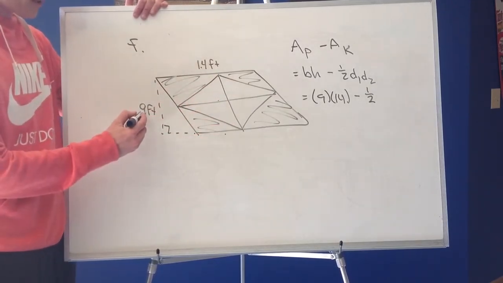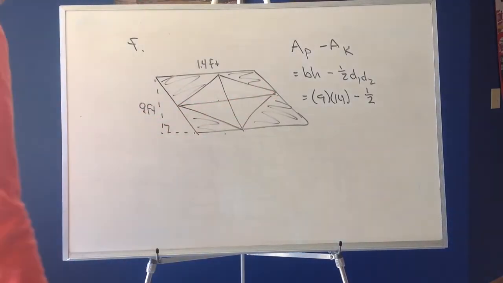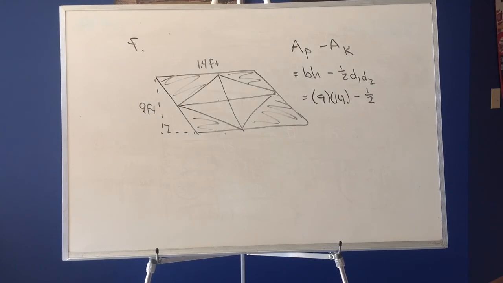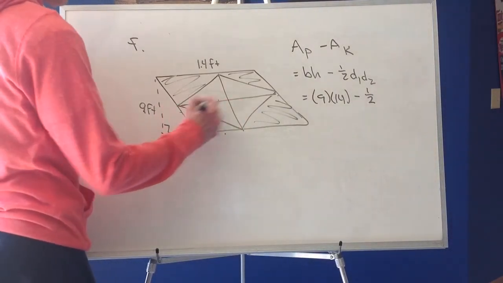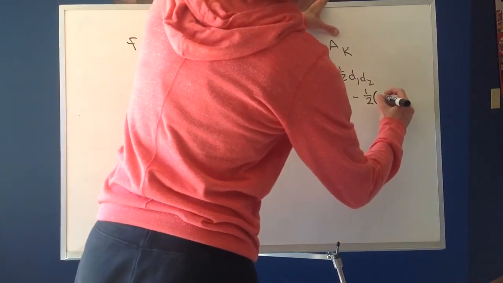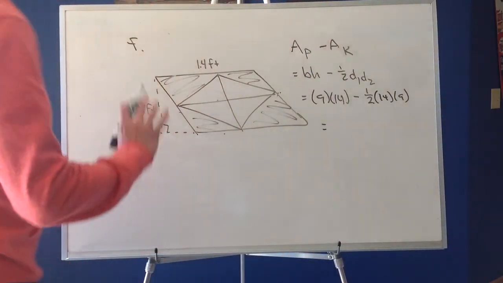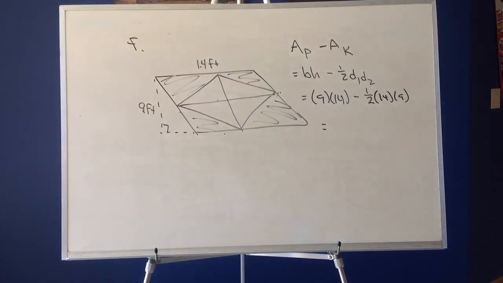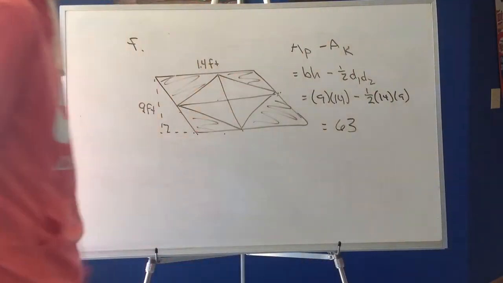Same this way, if this is 9, then just these two would be 9, because that side would match up with that side. But you end up getting your diagonals to be 14 and 9 as well. Again, no pi's or square roots, so you can just put it all in the calculator, and you'll end up with 63 feet squared.